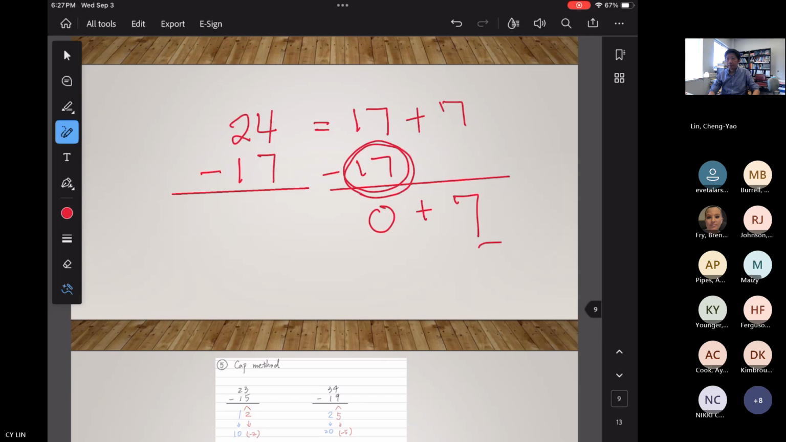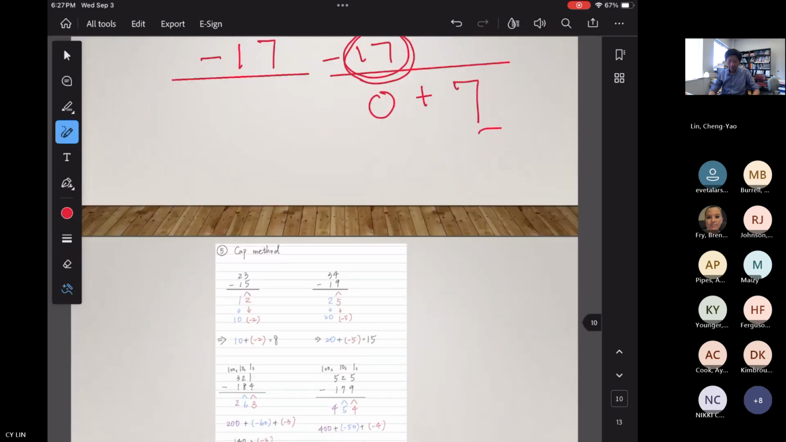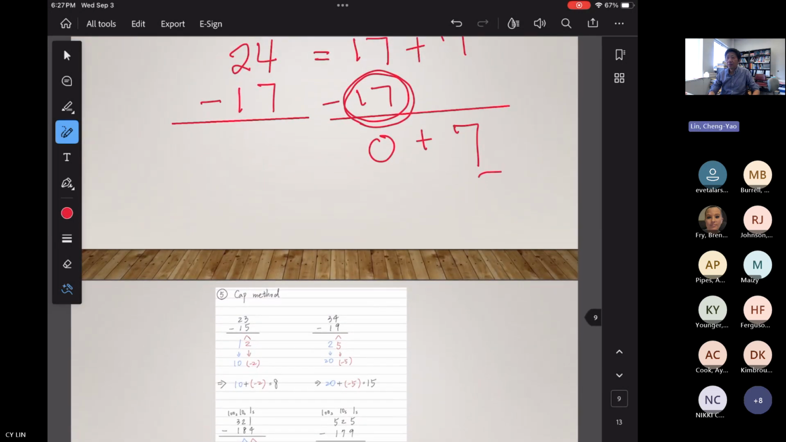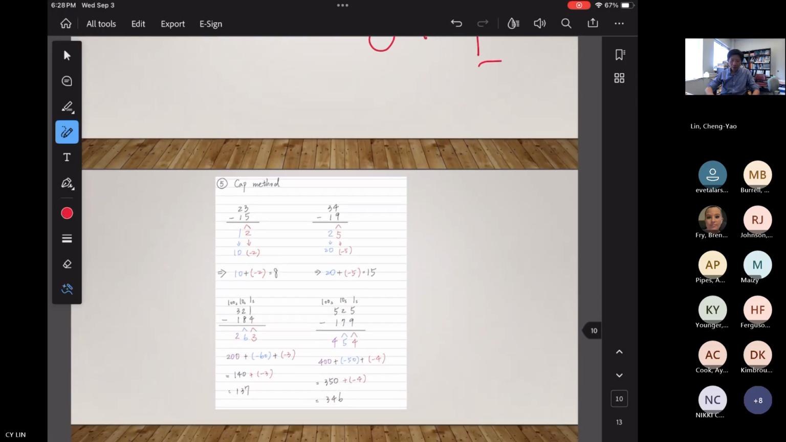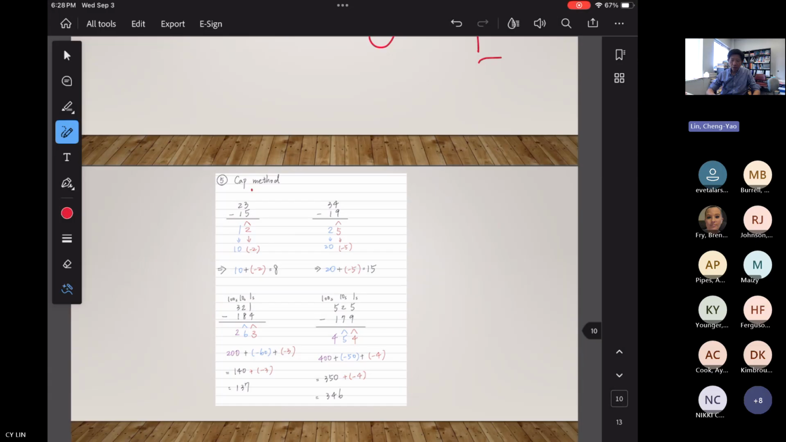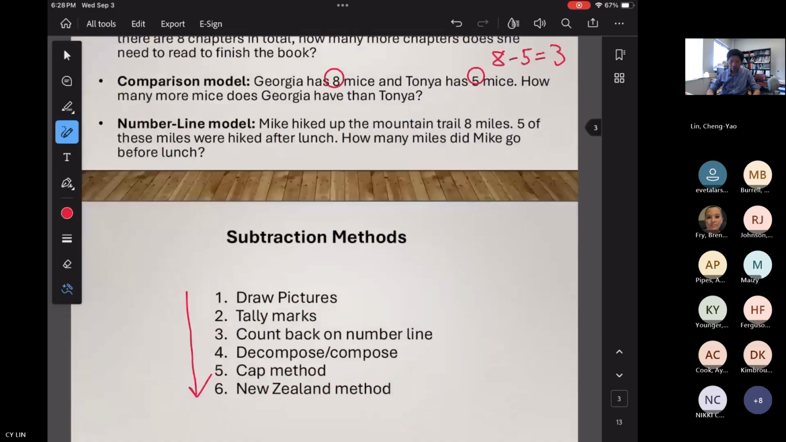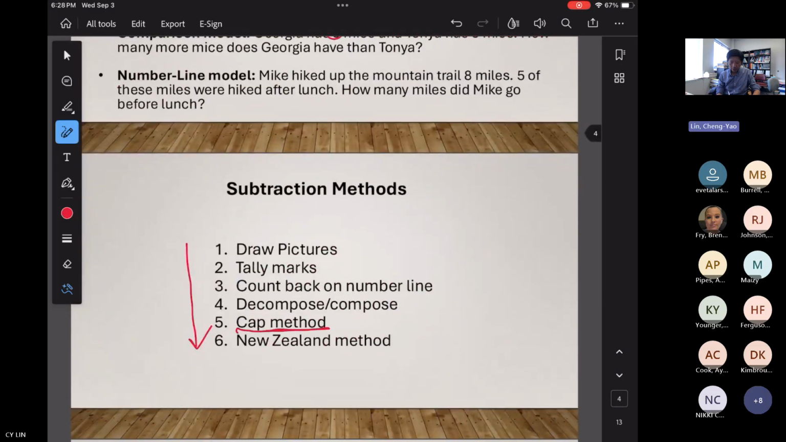Next method. Sometimes when I introduce a new method, maybe this is new for you, but I really enjoy the new method because I think, wow, how come people can think about it this way? You know, this one, another method, is called the CAP method. So the CAP method is another way to take care of not enough.